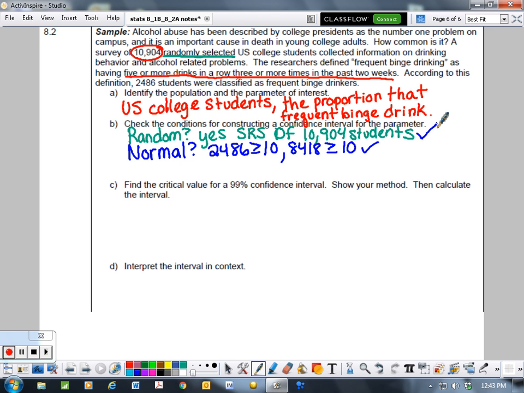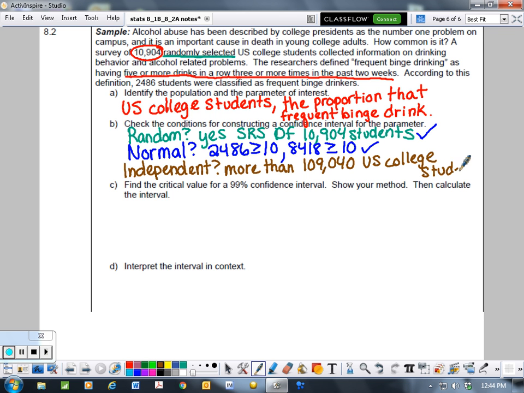And then we're going to move into independent. So we probably didn't select with replacement. So is it reasonable to assume that there's more than 109,040 college students in the United States? Easily. There's colleges alone that have more than that. Okay, so now that we've checked that, that means that we're allowed to do our calculations.